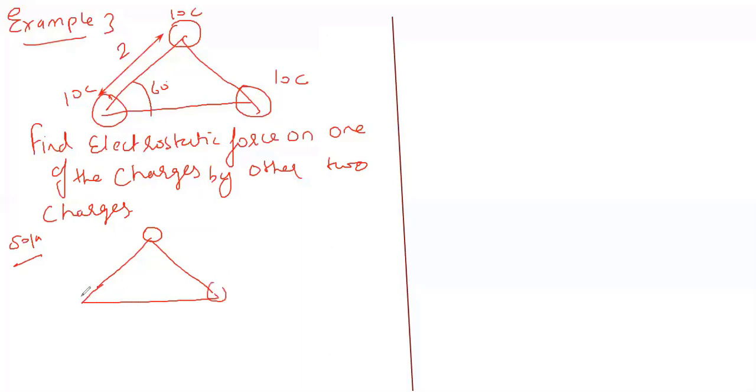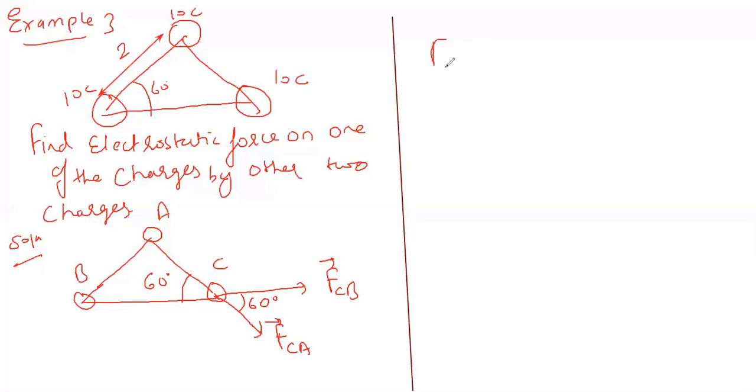So let us name it A, B, C, and let us try to understand the net force on C due to the other two. We can easily understand the force on C due to A will be in this direction. It will be this vector, and the force on C due to B will be in this direction. And as vertically opposite angles are there, this angle is 60 degrees, so this angle will also be equal to 60 degrees. So we'll try to solve it.